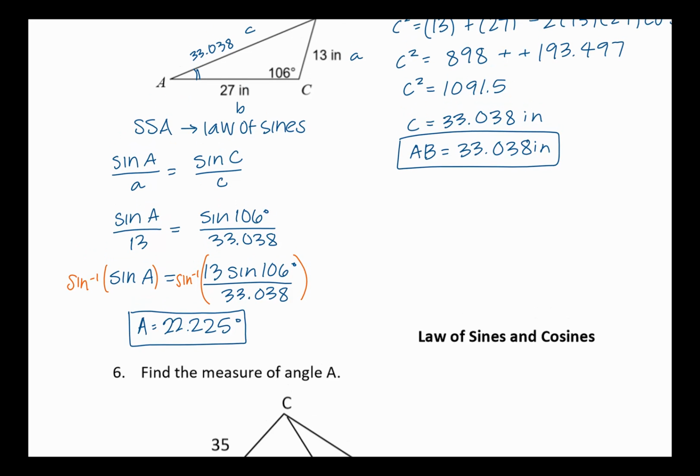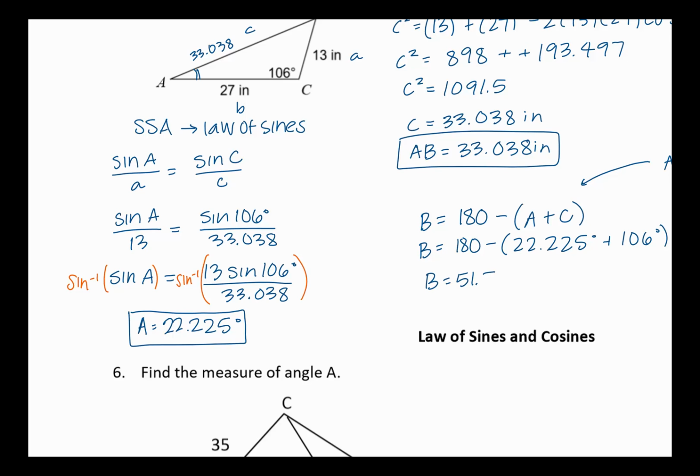And now I could do the same process to figure out B. I could do sine of B over little b equals sine of C over little c, or I know that B has to equal 180 minus the sum of A and C, because I know that all three angle measures must add up to 180, and so if I isolate what I'm looking for, then I can figure out what B is. So B would be equal to 180 minus the sum of A, which we found to be 22.225 degrees, plus 106 degrees. And so when I do that math in my calculator, I get 51.775 degrees. So when it says solve the triangle, you're actually going to solve for every missing piece in the triangle. All right, and that's it.